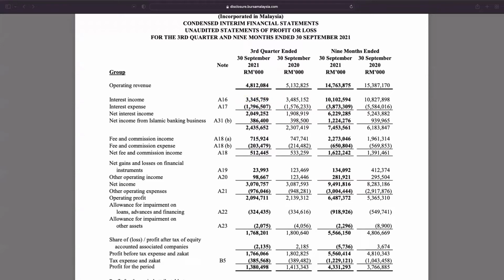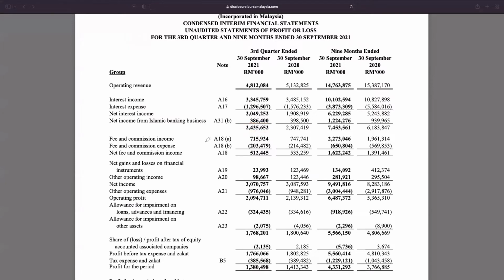So of course, when the OPR rate increases, the FD also needs to be increased. But in terms of the spread, it will get wider. So for this net interest income, 2 billion. Other Islamic banking business, 200 over million. Add up together, 2.4 billion for this quarter alone.